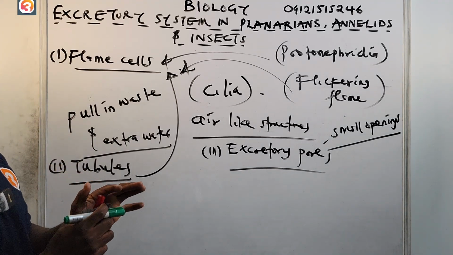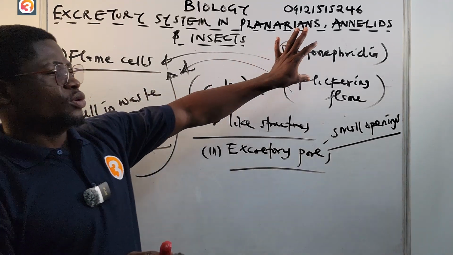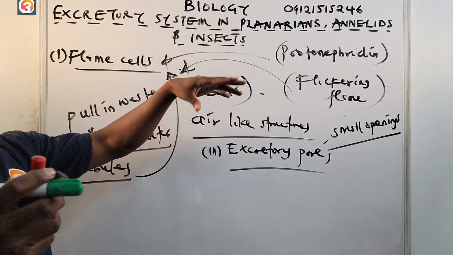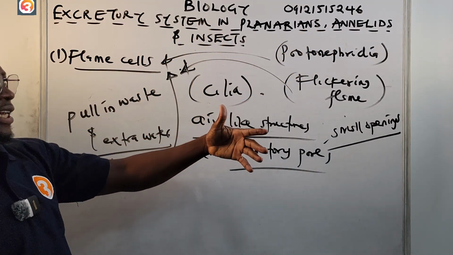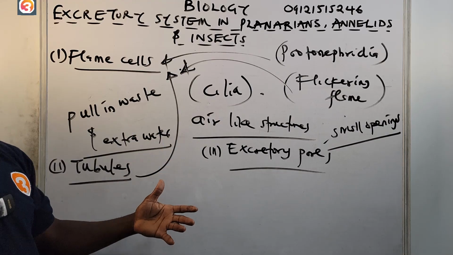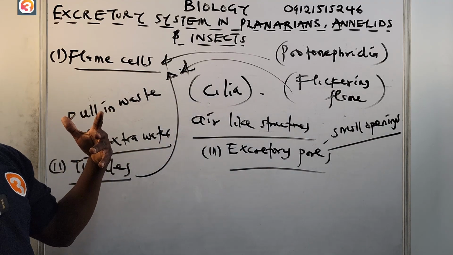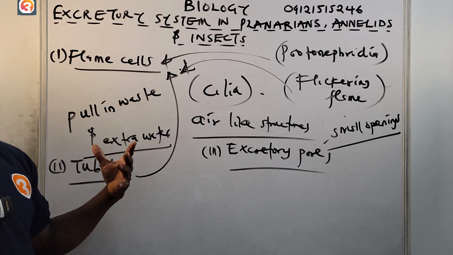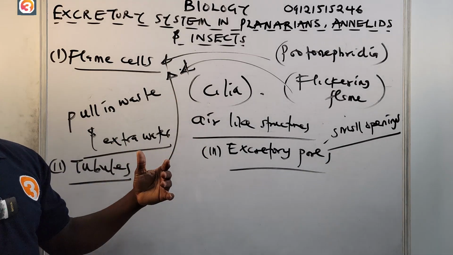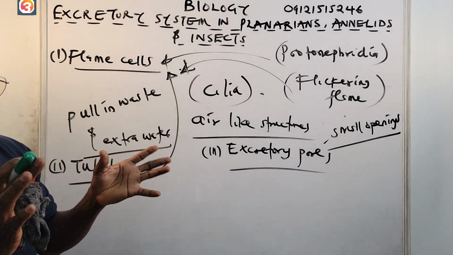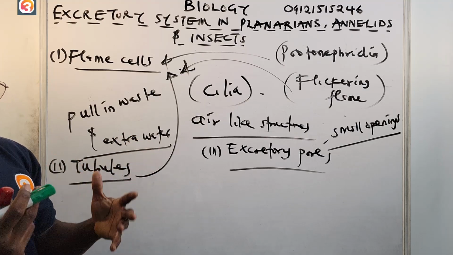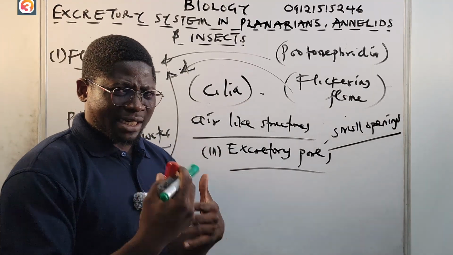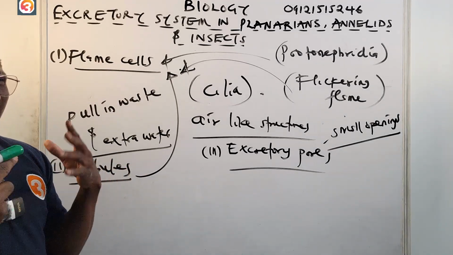So this is basically how the system works. They use a system called protonephridial, which acts as a basic filter for the body fluids, like we have said. Number 1, the system works by using flame cells. Flame cells are special structures with tiny hair-like structures called cilia that move like a flickering flame. That explains why we call them flame cells, because if you observe them under the microscope, they look like a flame.